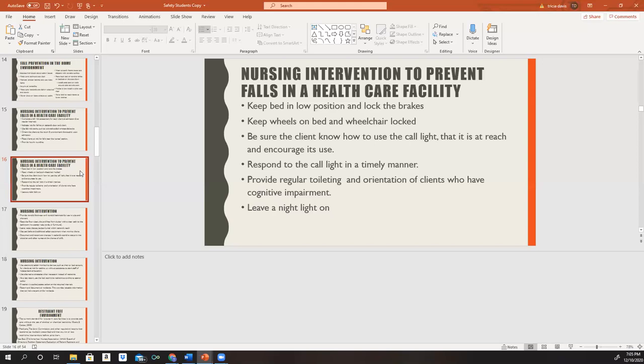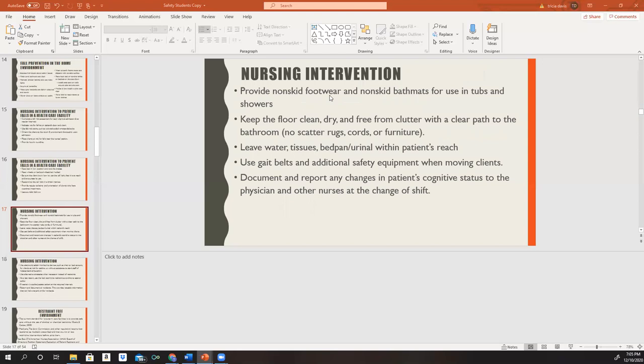And then it's always good to leave a night light on in the hospital, or a bathroom light, or a little cabinet light. You can provide non-skid footwear and non-skid bath mats for use in tubs and showers. We don't have tubs in the hospital, but we do have the showers. Keep the floor clean, dry, and free from clutter with a clear path to the bathroom. Leave water, tissues, bedpan, and urinal within the patient's reach.